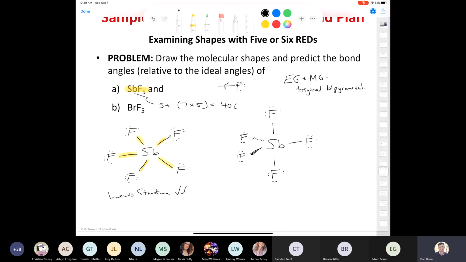Does everybody follow me on the dashes and wedges? Is there any clarification needed on that? You're going to have to practice them, but we do use them a lot in this class.